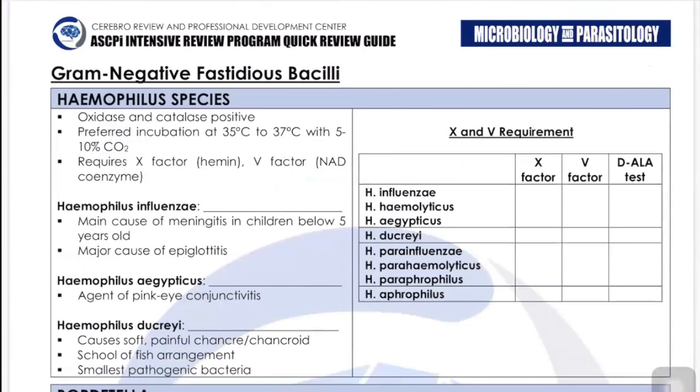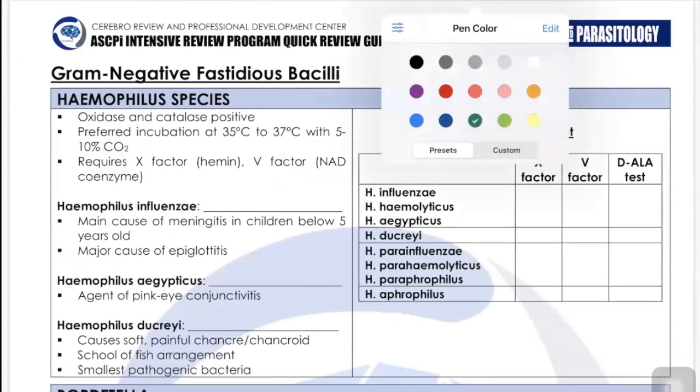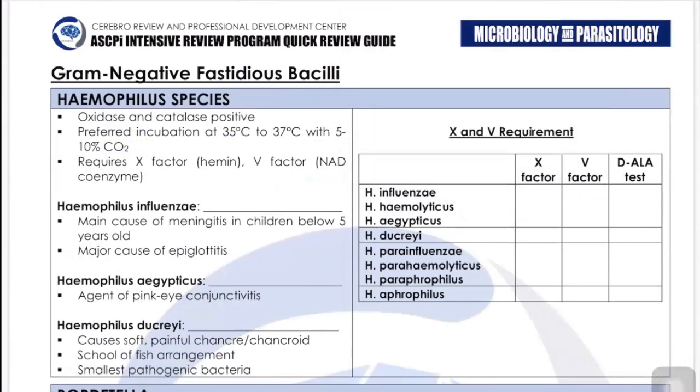So gusto ko munang tandaan niyo yung mga characteristic na ito when it comes to Haemophilus species. Okay? They are pleomorphic. They are cocobacilli. Okay? And they do not grow on sheep's blood agar or MacConkey agar. However, they grow on chocolate agar.